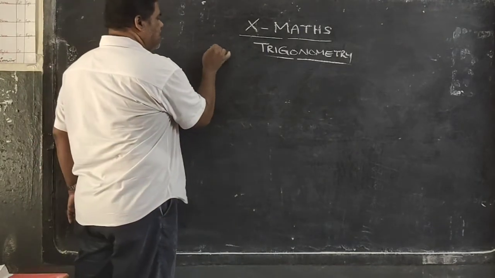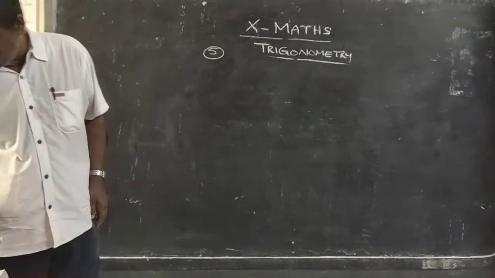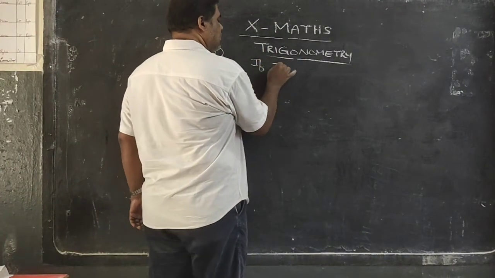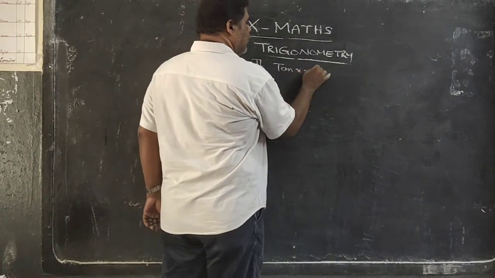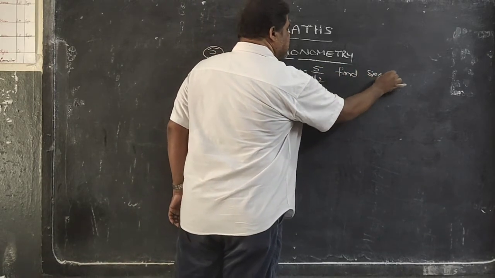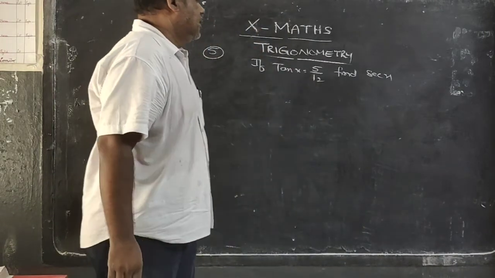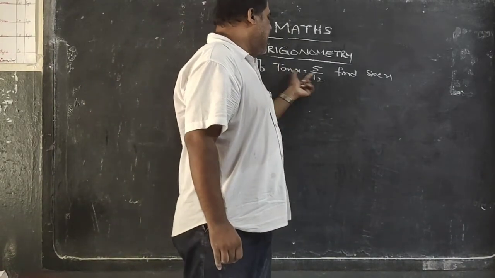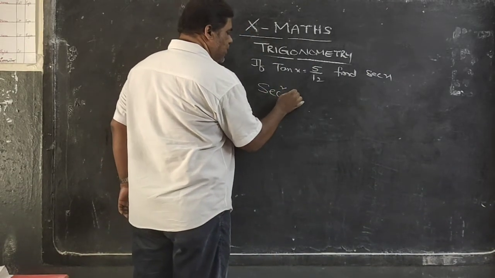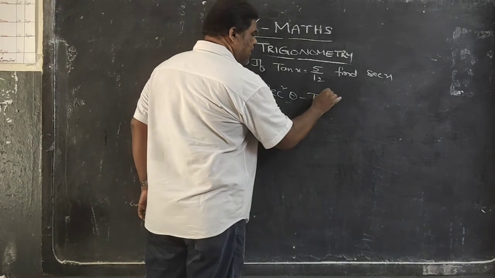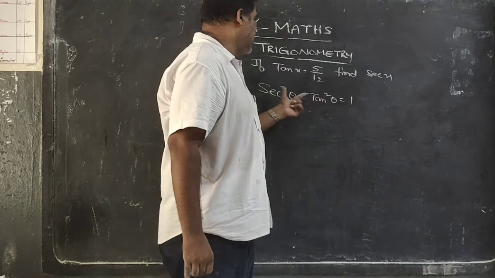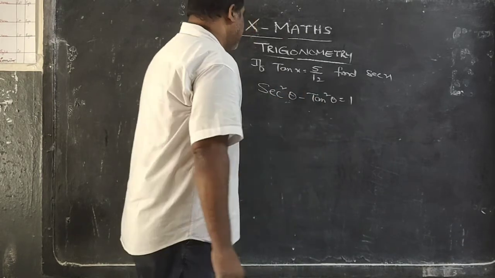Right, next example. If tan x is equal to 5 by 12, find secant x. There is a relation between tan and secant, that is known as identity, which is secant square theta minus tan square theta. This is 1. This is the identity. Using this identity, if one ratio is given, the other ratio we can find out.